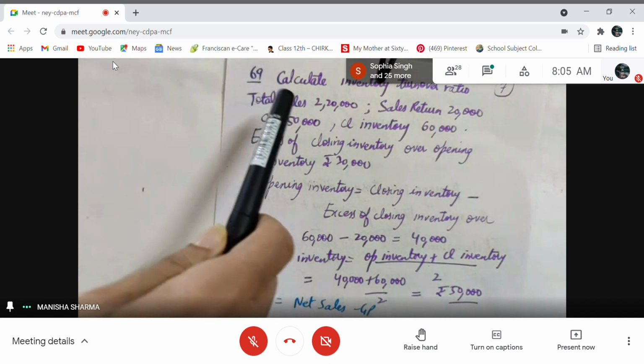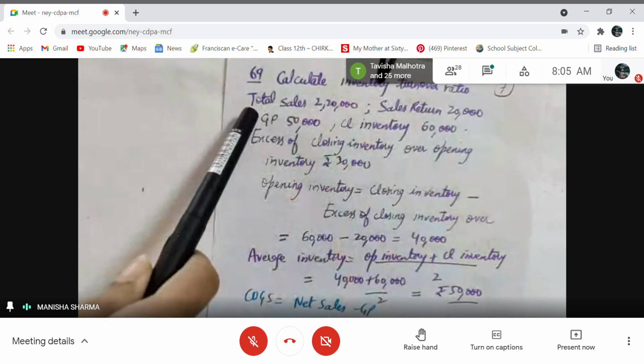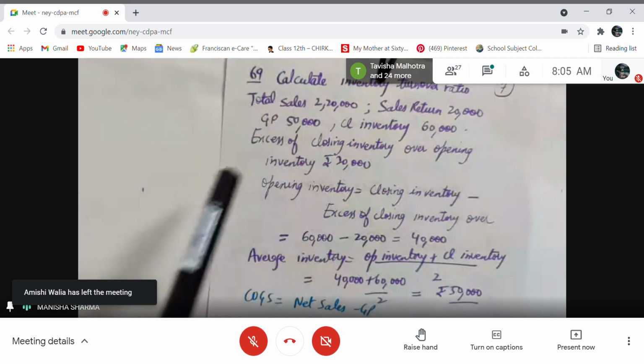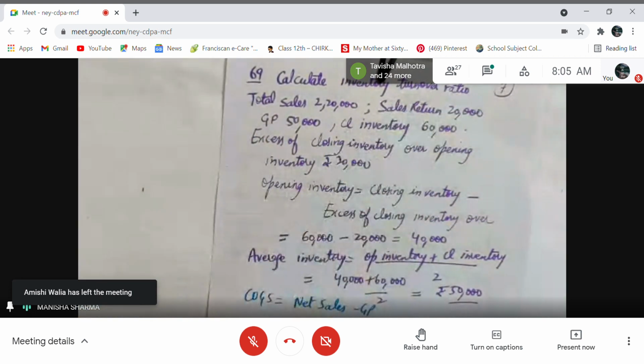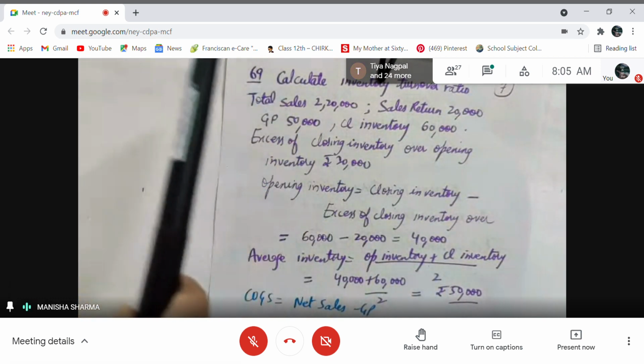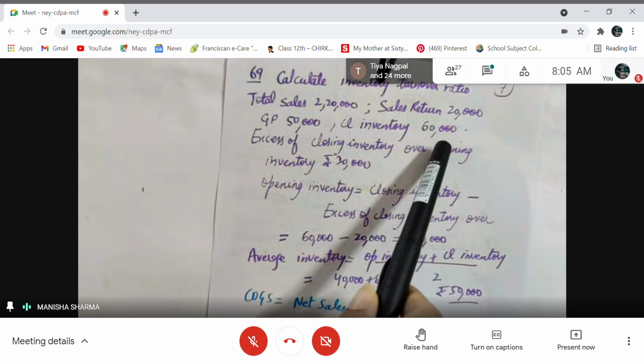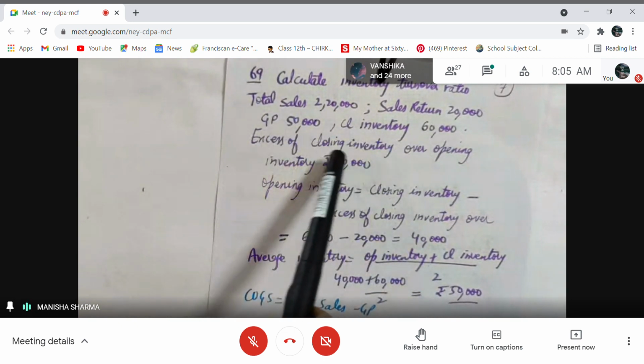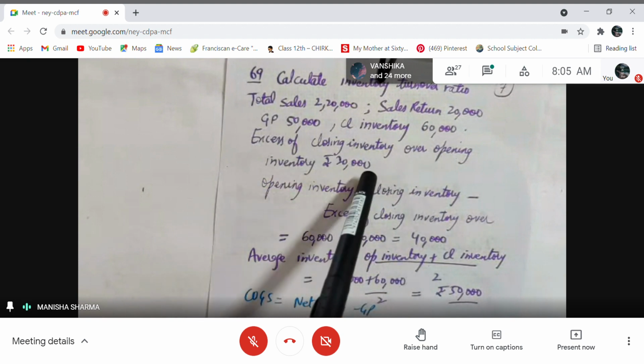Question 69. Calculate the inventory turnover ratio. Total sales is 2,20,000. Sales return is 20,000. GP is given to be 50,000. Closing inventory is given to be 60,000. Excess of closing inventory over opening inventory is 20,000.